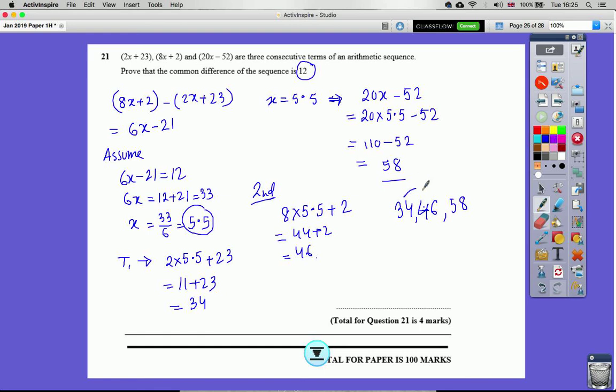And we can see that the common difference between them is 12, because when you add 12 to 34 you get 46, you add 12 to 46 you get 58. Therefore it is proved that the common difference of the sequence is 12.